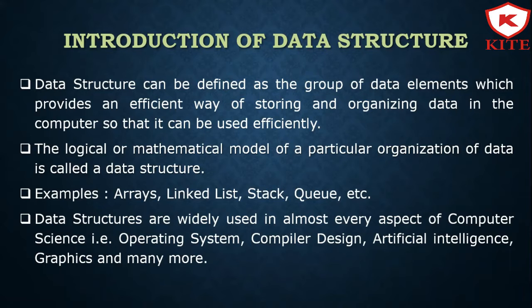Data structures are widely used in almost every aspect of the computer science. Example, operating system, compiler design, artificial intelligence, graphics, and many more. Data structures are the main part of the computer science algorithm. It plays a vital role in enhancing the performance of the software or the program, as the main function of a software is to store and retrieve the user's data as fast as possible.